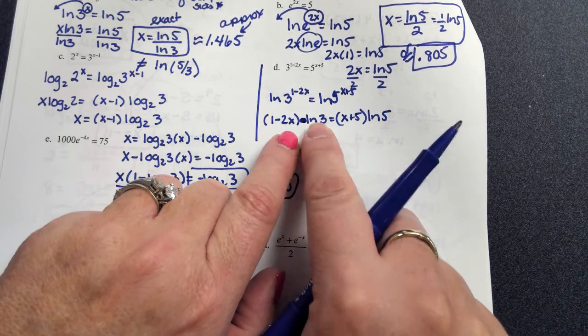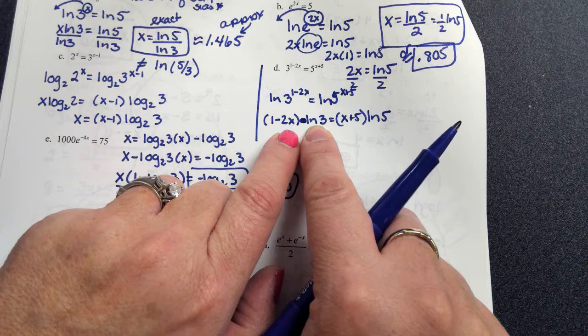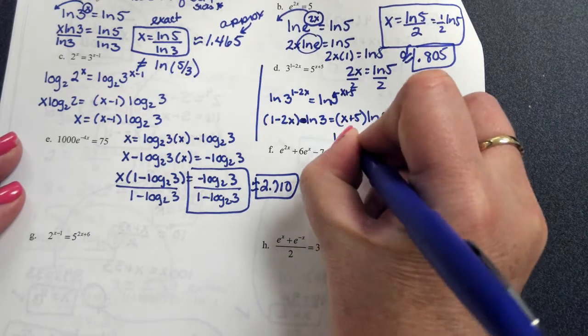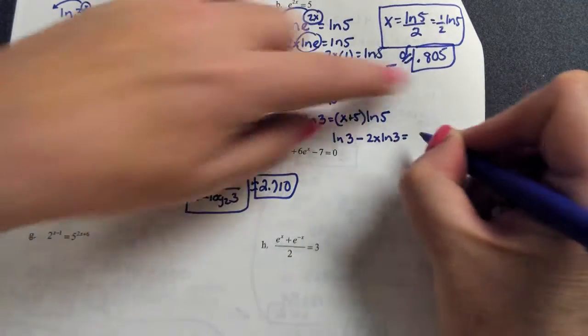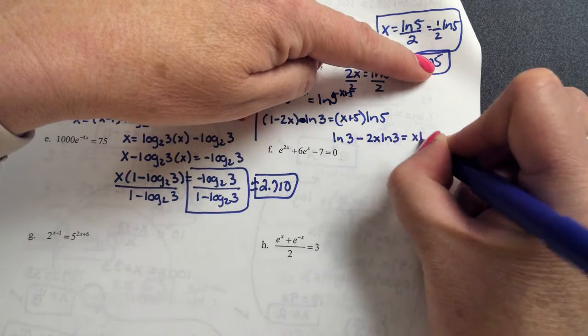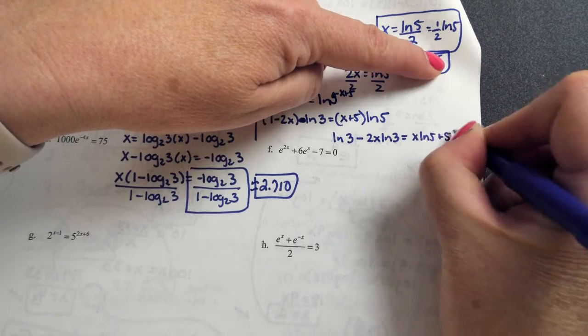You can do either. I'm going to go ahead and just distribute both natural log of 3 and natural log of 5. So I have (1 minus 2x) times the natural log of 3 is equal to x times the natural log of 5 plus 5 ln of 5.